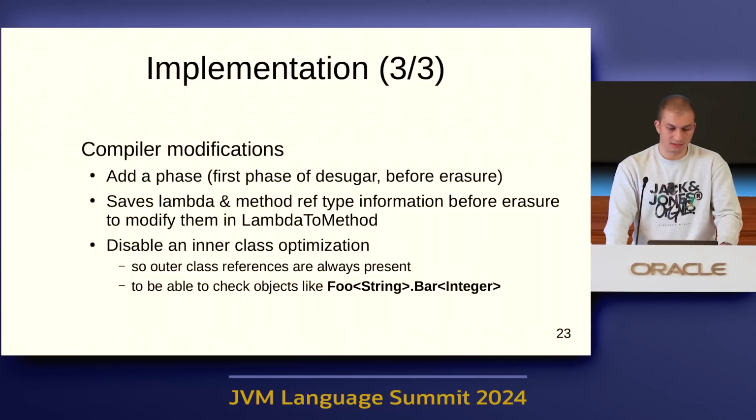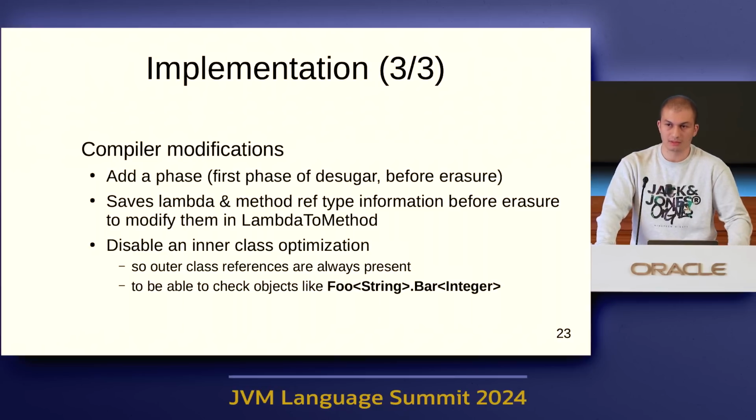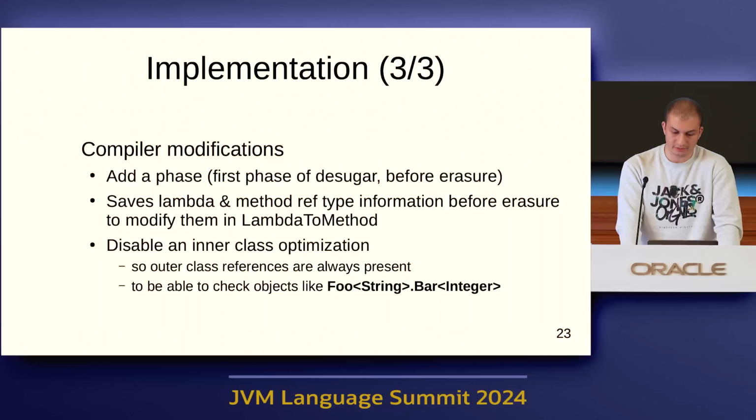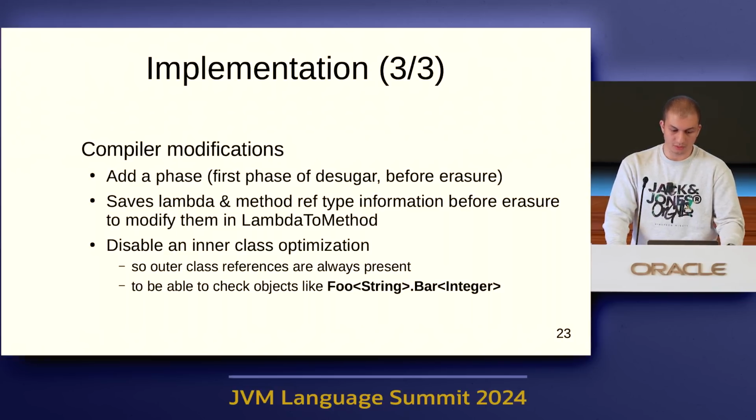And all these things are done in the unlambda phase, which occurs after the erasure. So we had to first store the information to be able to retrieve it later when it has been erased by the erasure. And finally, we had to disable, or at least reduce the cases where we can benefit the optimization of the inner classes.